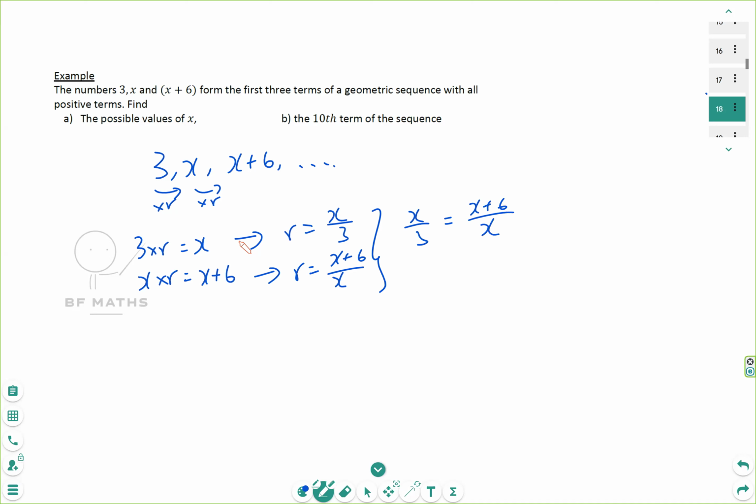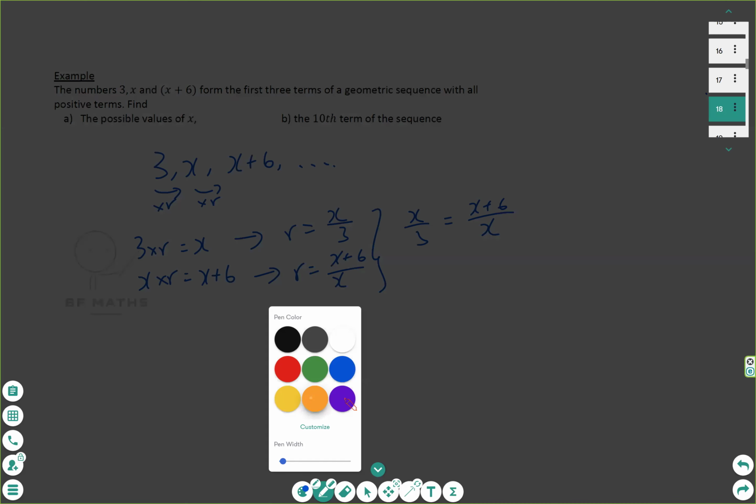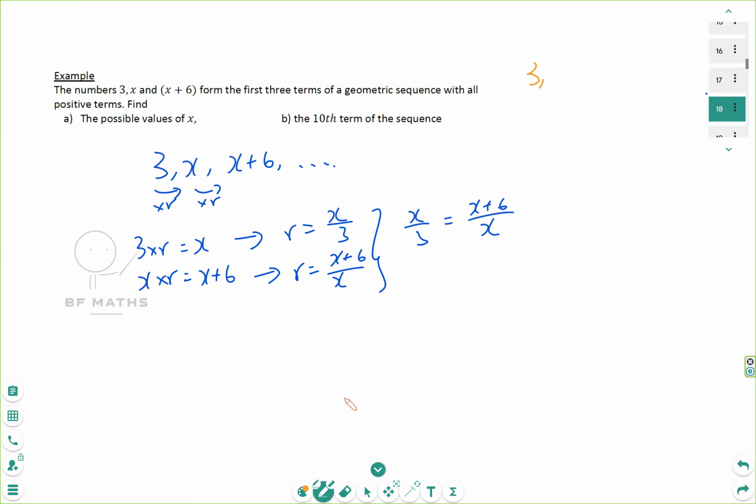Now, if you're struggling to understand what's going on here, let me show you a different one. For example, 3, 9, 27. What I'm trying to say is 9 divided by 3 is the same as 27 divided by 9, because they share the same ratio. That's what we've done: the second term over the first term is equal to the third term over the second term. From there, cross multiply to solve it.